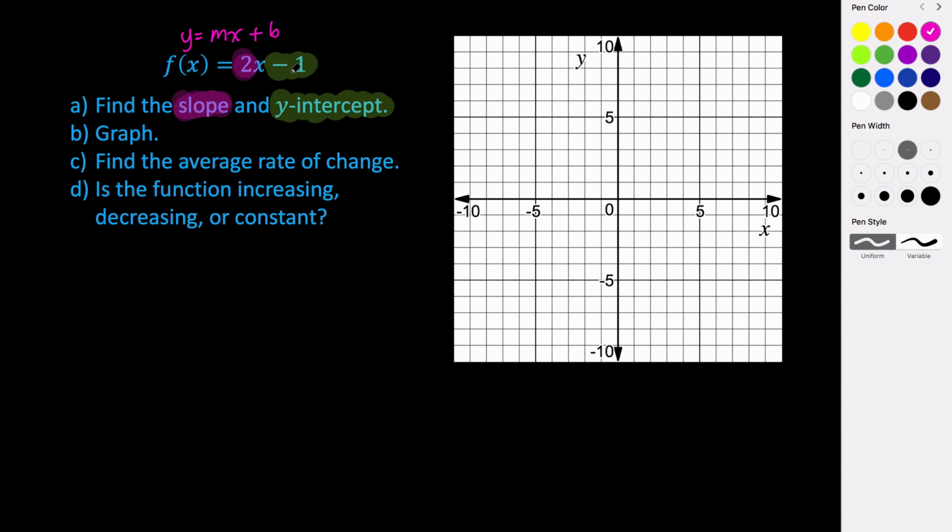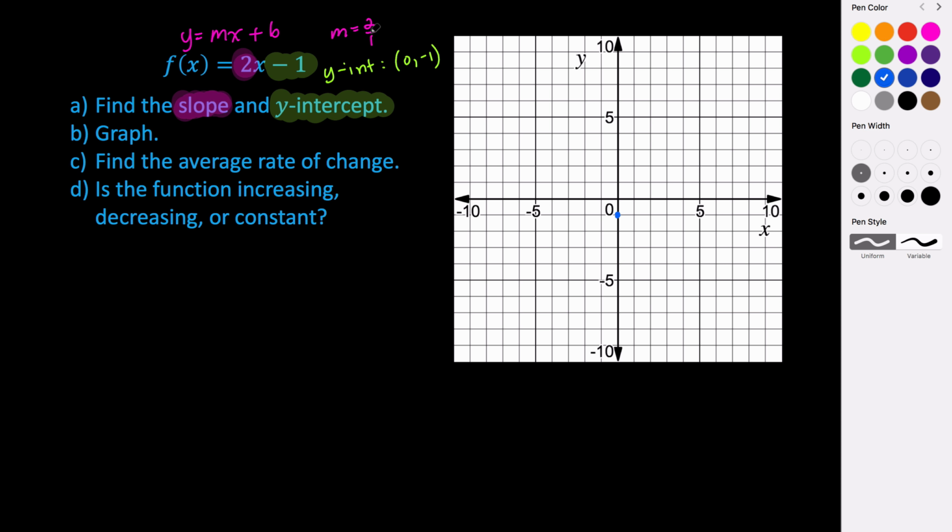So m is 2 over 1. That's our slope. And then our y-intercept is the ordered pair (0, -1). So we have our slope, we have our y-intercept, so we can use that information to graph our equation. So first we plot our y-intercept, (0, -1).